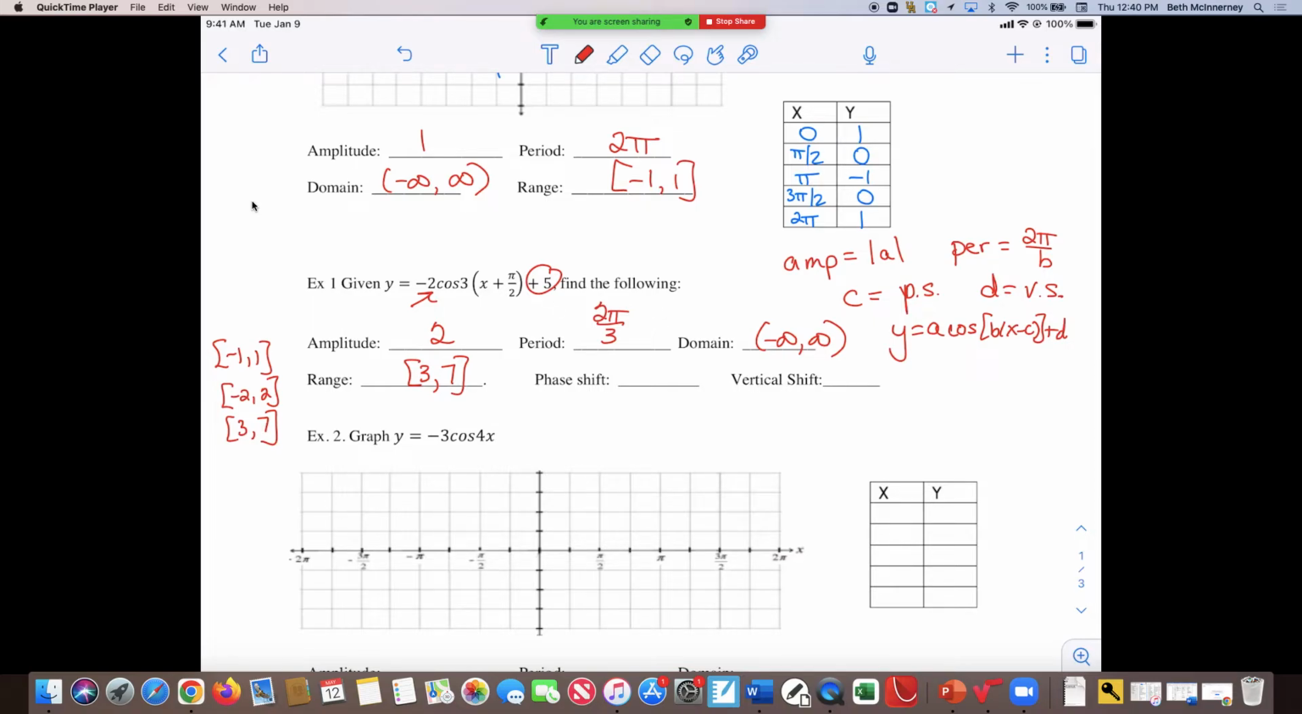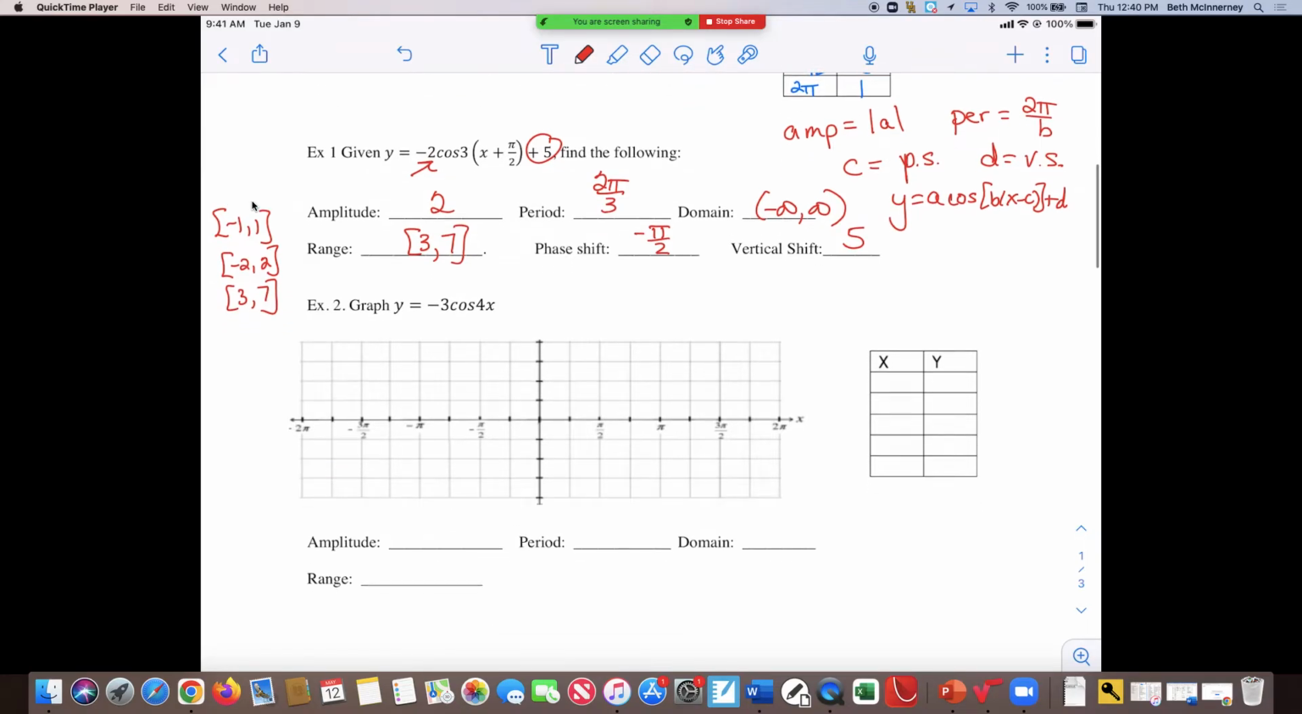Yeah. Yes. That works because you're taking it from 1, right? Yeah, that works. All right. Lawrence, what would be the phase shift? Do you notice I gave it to you in the proper form? And then, Bella, what is the vertical shift? 5. All right.